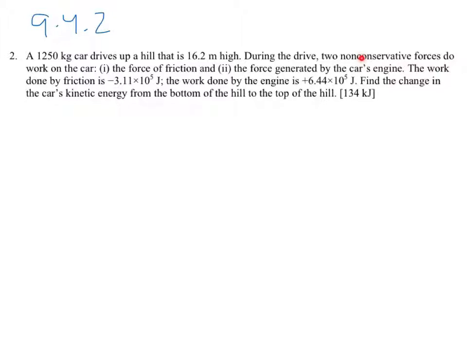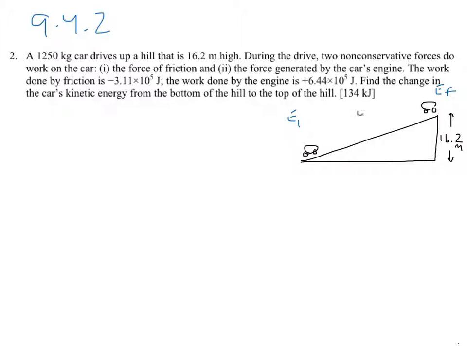Okay, so we've got a car going up a hill. I'm going to draw the car over on the far right here. So here's our hill, here's our incline, and that hill is 16.2 meters in height. That'll help us a little bit later on. Here is our car, and here's our car at the top of the hill right here. So we have an initial and a final position. Okay, so energy initial, energy final, and we have some non-conservative work that is done in between.